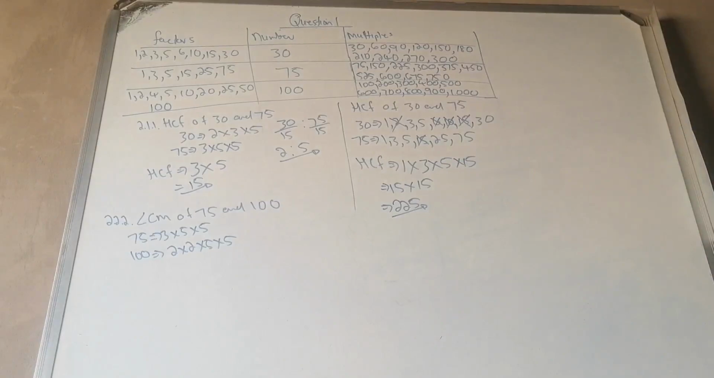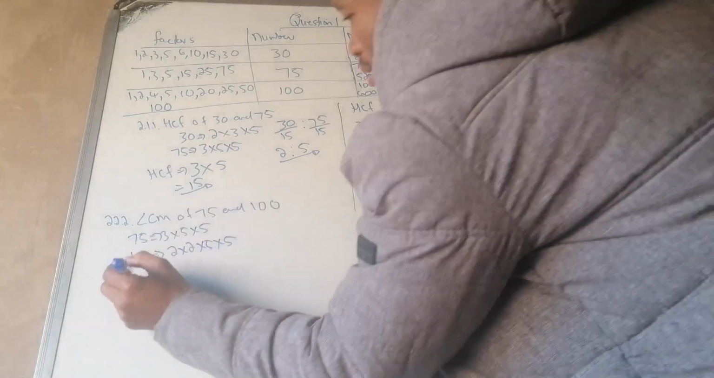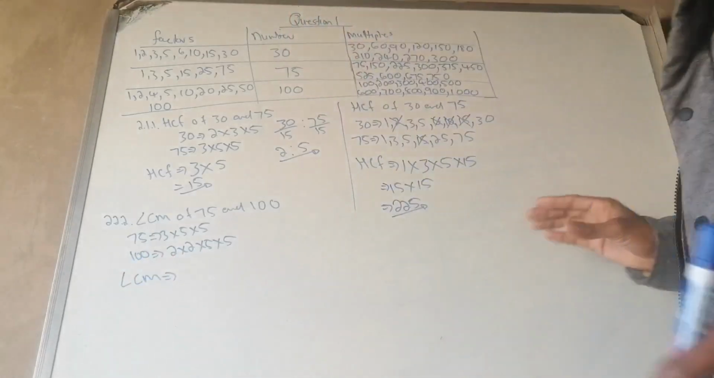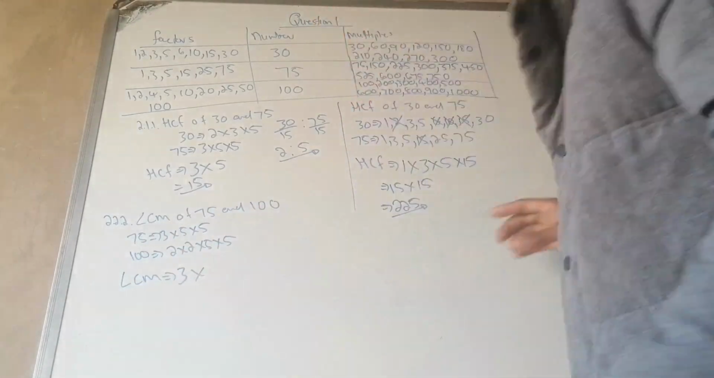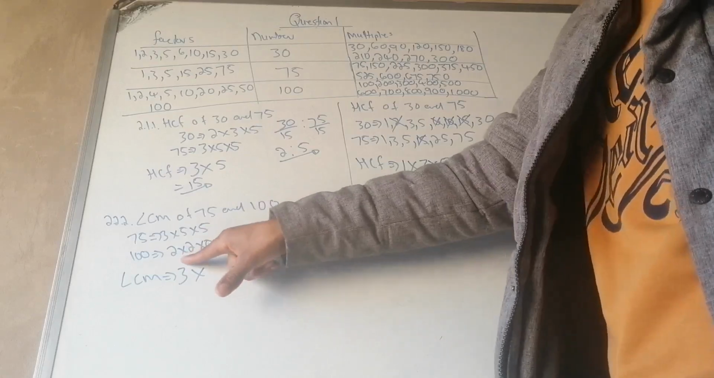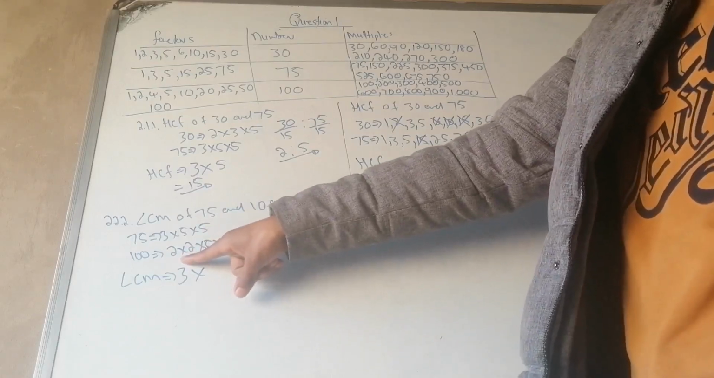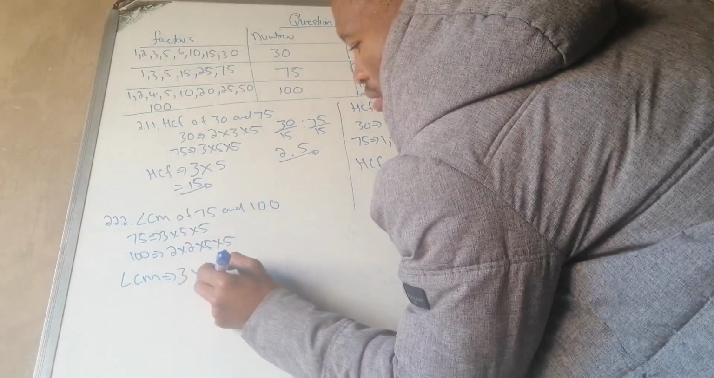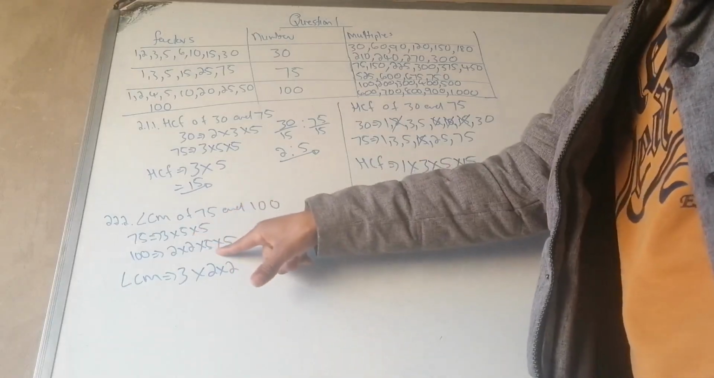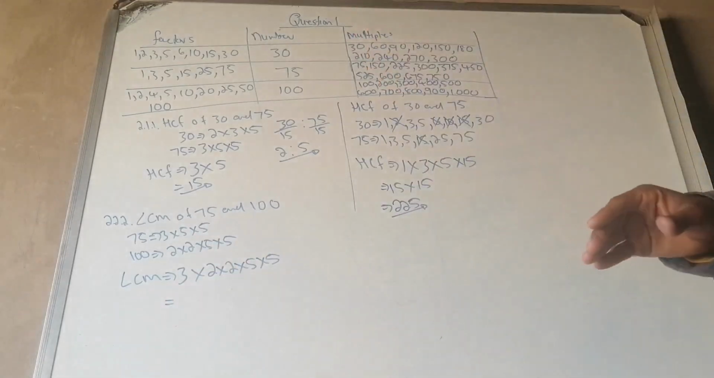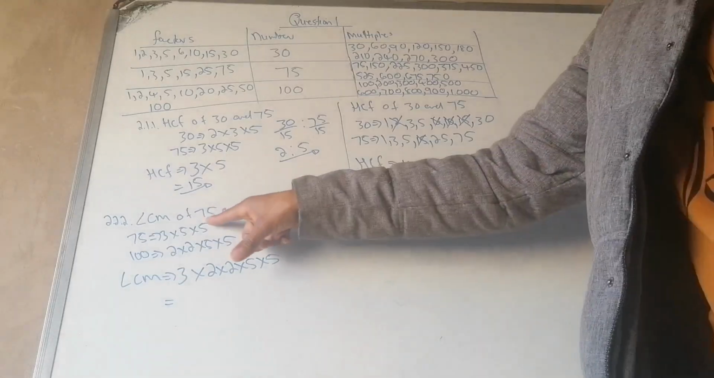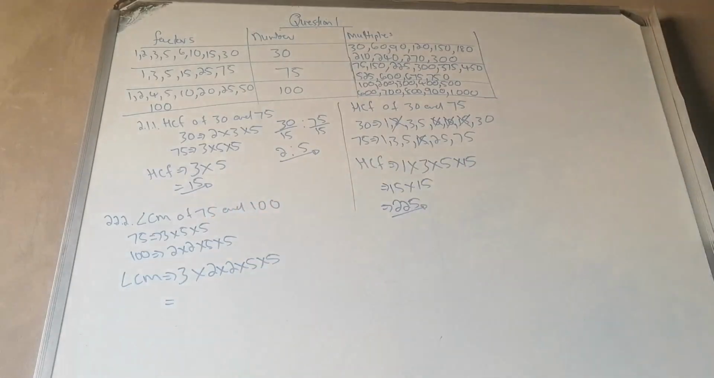With LCM, we take anything. There is a 3 here, so we take it. There are two 2s, so we take two 2s. With LCM, you always take the highest. There are two 5s on both sides, so we take two 5s. With LCM, we must always find a number that is bigger than 75 and 100. Fair. 300.